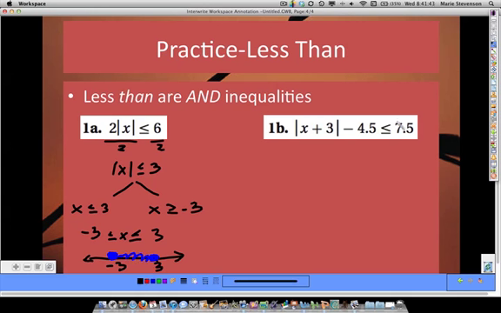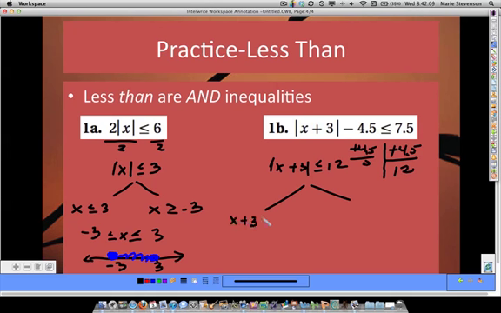Over here, I'm going to actually leave the decimal alone because I can see that they both end in 0.5, which means they're going to add easily. Here I have to add this 4.5 to the other side. And I get 12. So now I have the absolute value of x plus 3 less than or equal to 12. So now that my absolute value is isolated, I'm going to split it up.